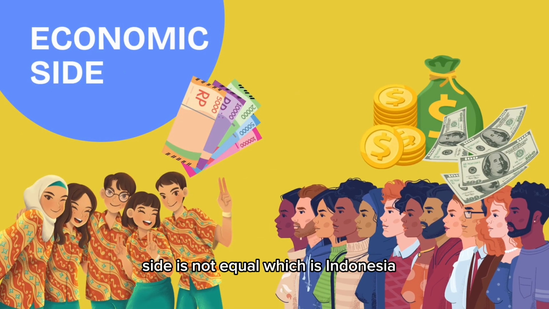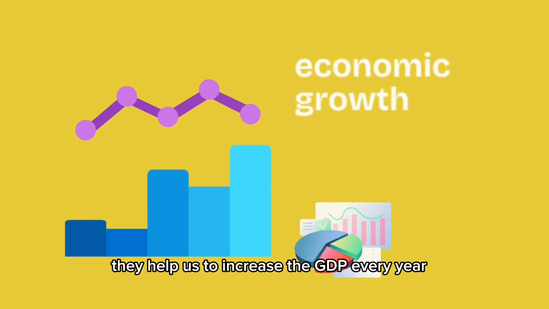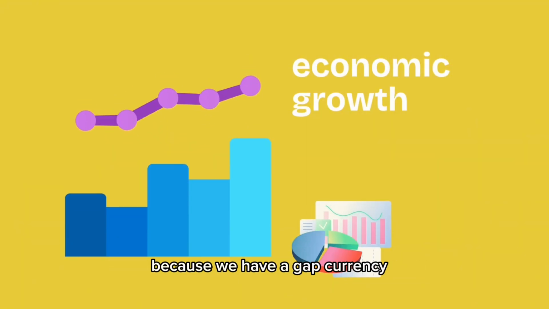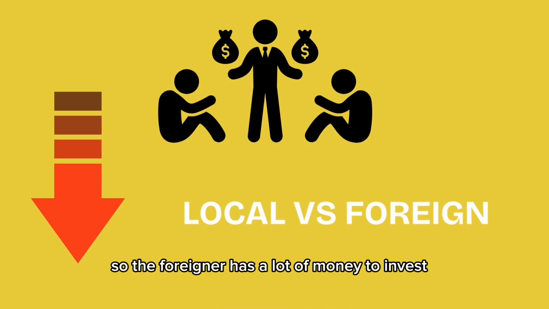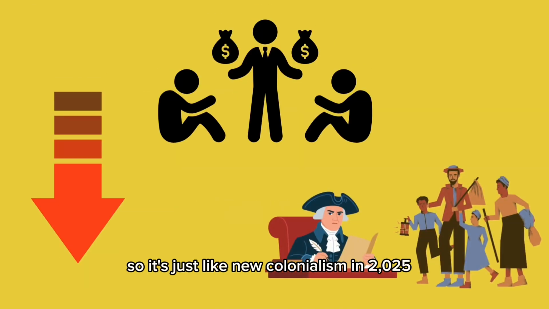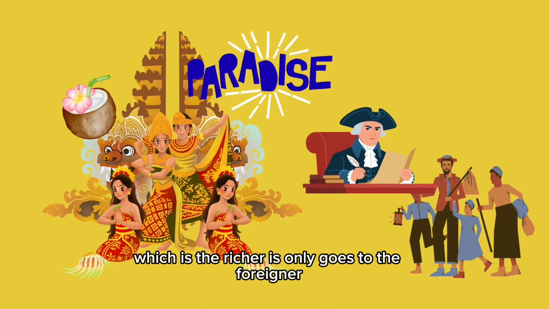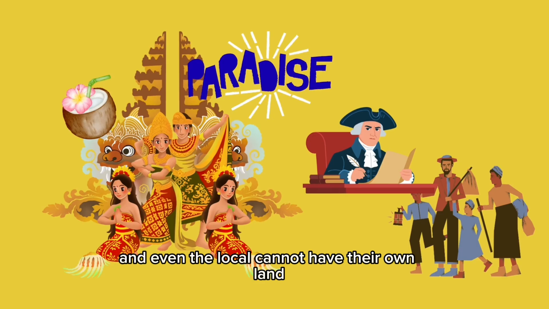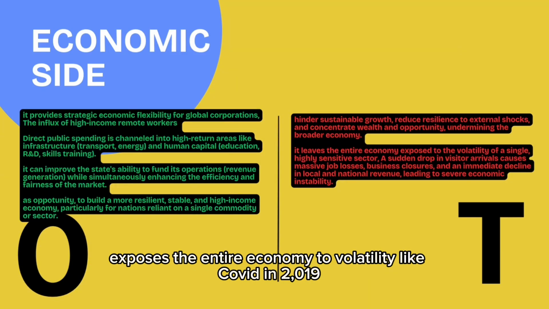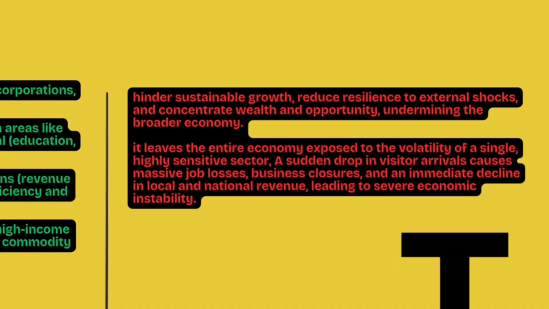The economic side is not equal, because in Indonesia we use rupiah and foreigners use dollars. They help us increase the GDP every year, the economic growth. But on the other hand, because we have a currency gap, the foreigners have a lot of money to invest and we cannot afford that. So it's just like new colonialism in 2025, where the riches only go to the foreigners and even the locals cannot have their own land. And the danger lies in unsystematic risks. Relying too heavily on a single sector exposes the entire economy to volatility like COVID in 2019.